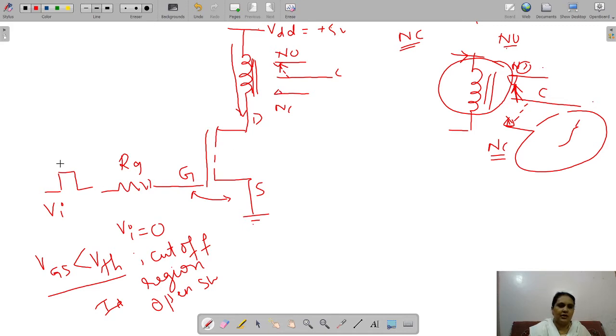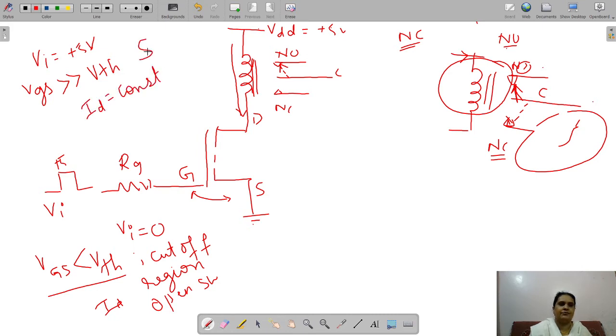Okay, so now plus 5 volts is connected. So I will make my Vi as plus 5 volts. In this case, the value of VGS is much greater than VTH and the MOSFET is driven to the saturation region. In this, the drain current is constant. It means that the current flows from drain to source. So the coil is energized. Once it is energized, it trips from this point to this point.